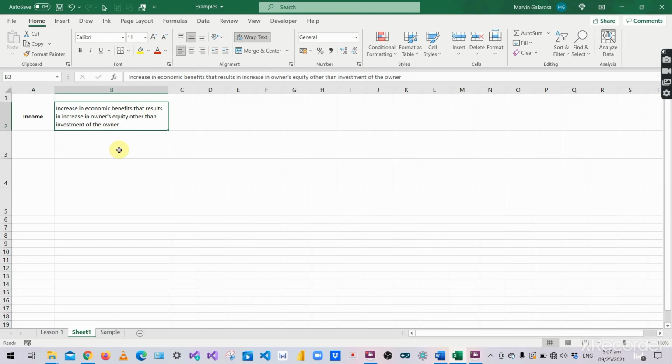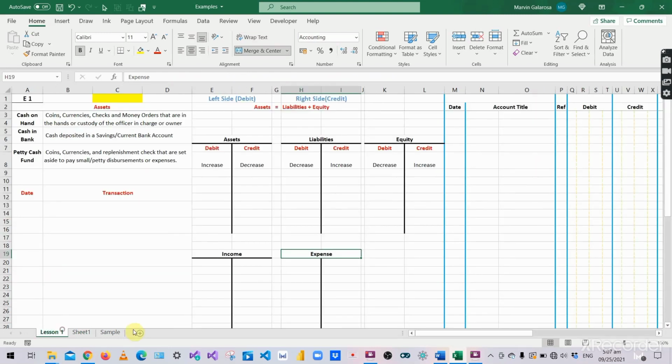So, income. Increase sa economic benefits na magre-resulta sa increase sa equity, maliban sa investment ng may-ari. So, si income, it directly affects the equity. In that case, ang magiging treatment mo sa kanya is parang kagaya ng equity.